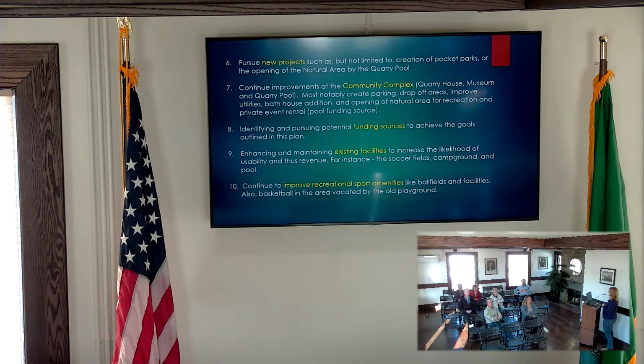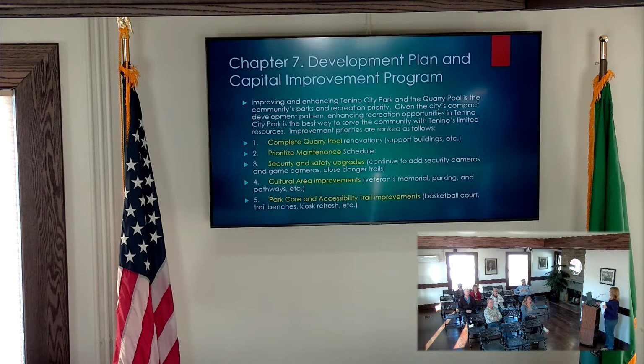And continue to improve recreational sport amenities like ball fields and facilities. Also basketball in the area vacated by the old playground. So that's all old except for the basketball part. And incidentally, there was basketball in the old plan, in the old graphics. So I can show you where the basketball court would have been, but it didn't happen. Okay, so that was one section about recommendations that came out of the public input.